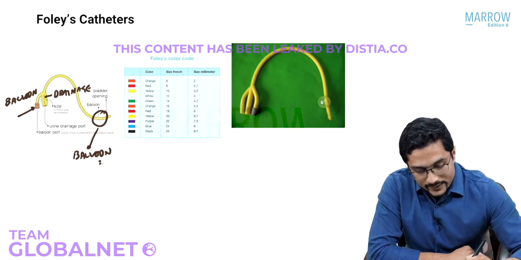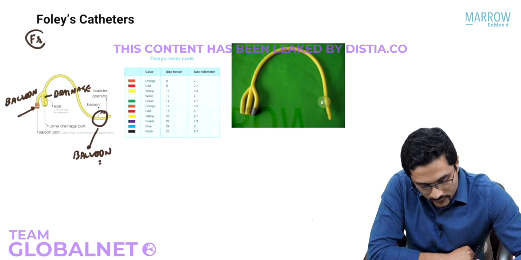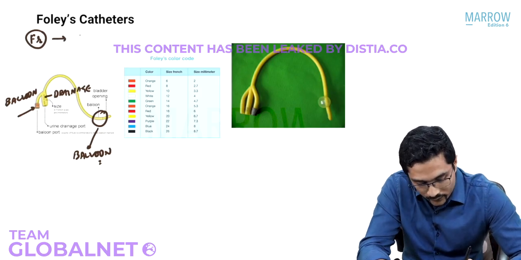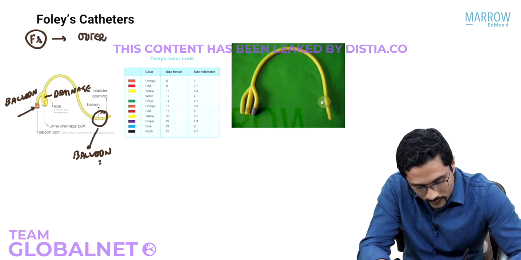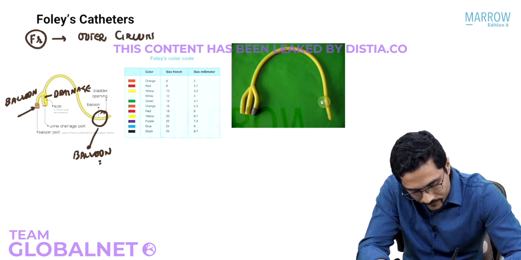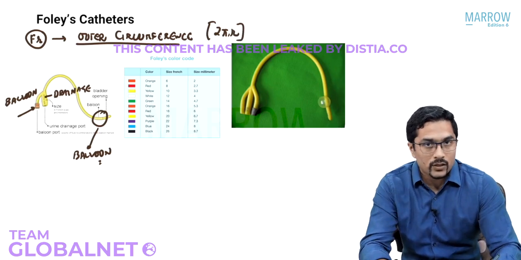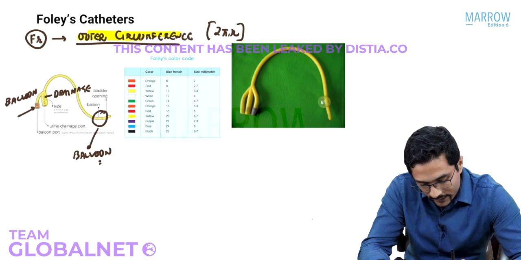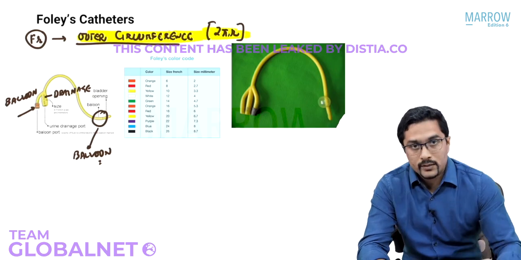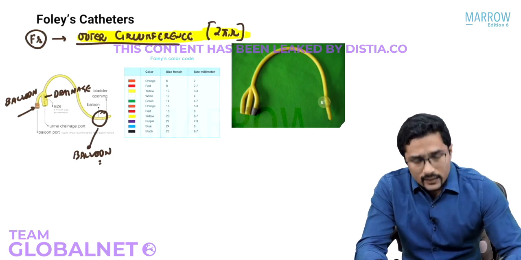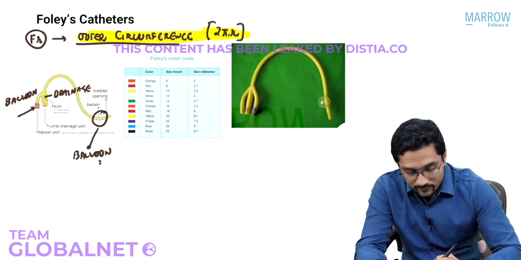And for every Foley's catheter, you have a French grading there, right? The size is according to the French grading, and this French constitutes the outer circumference. It is 2 pi r. So French is 2 pi r, and you know 2 pi r is your outer circumference. This is what is being written in Bailey. So no confusion. It is the outer circumference, not the diameter. Please remember this.